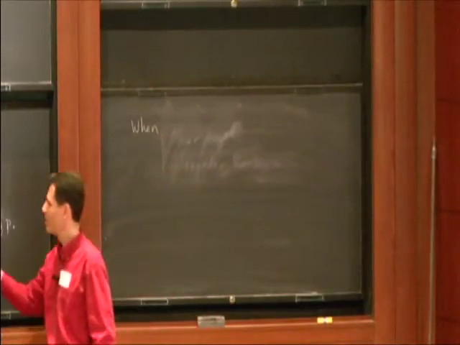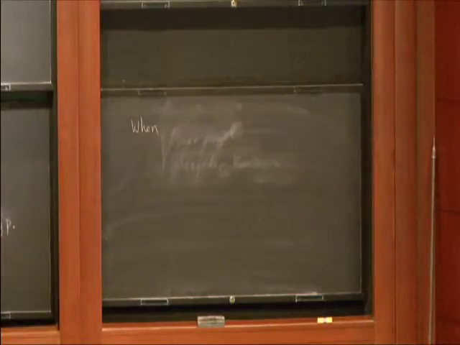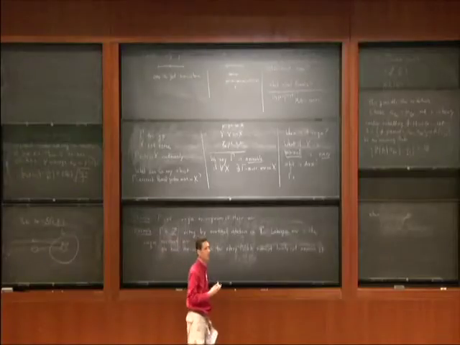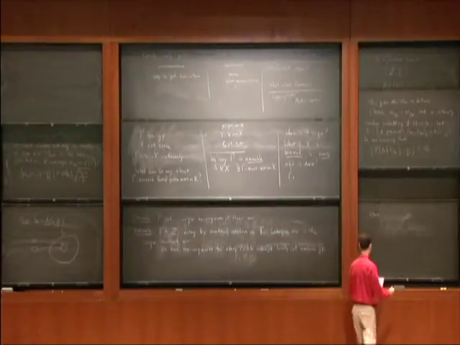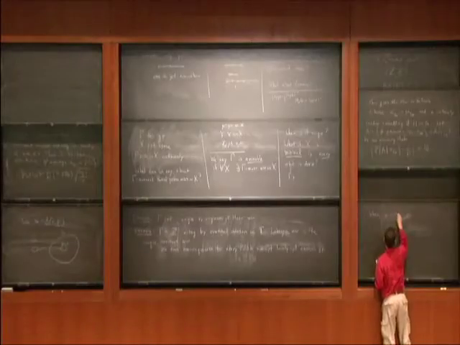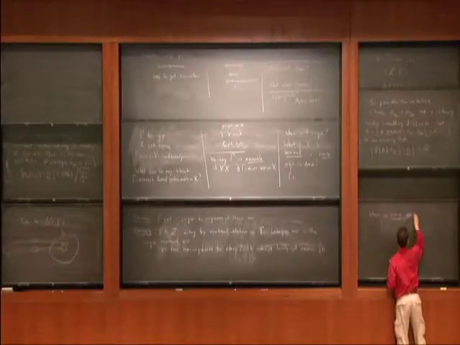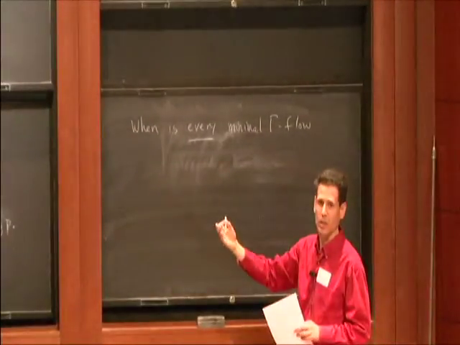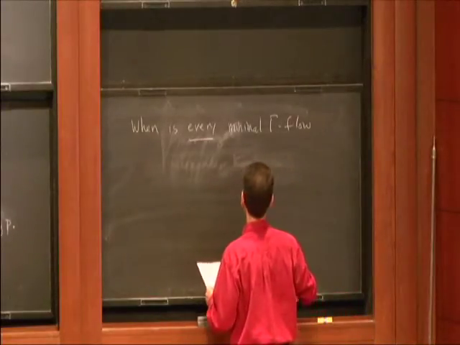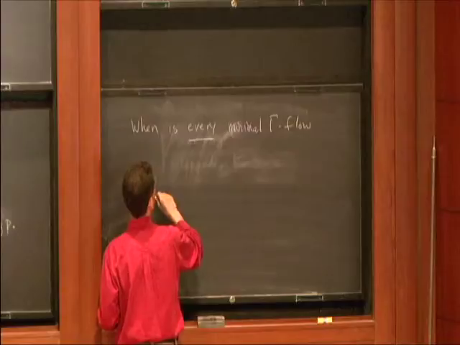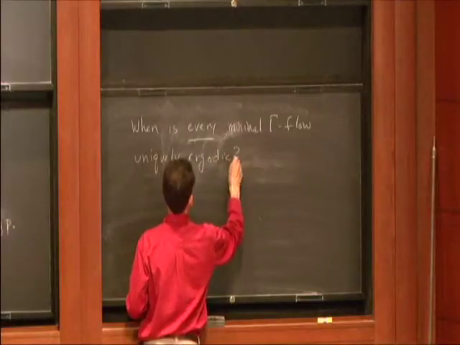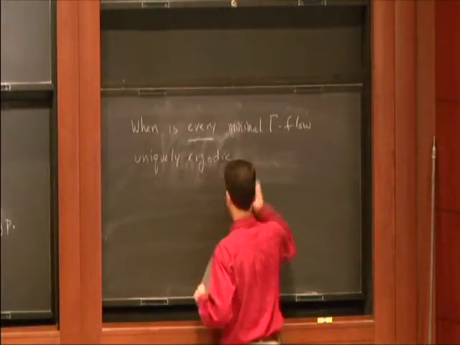So this then raises the question, besides compact groups, are there topological groups for which every minimal action has a unique invariant measure? When x is being acted on by gamma, it is called a gamma flow. So the question is, when is every minimal gamma flow uniquely ergodic? Uniquely ergodic means there's a unique invariant measure.